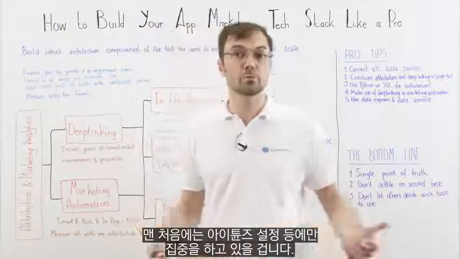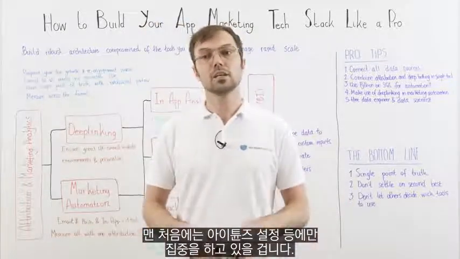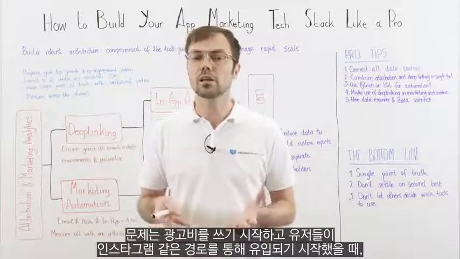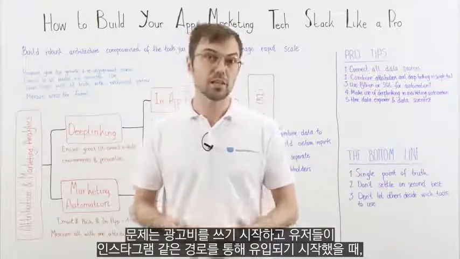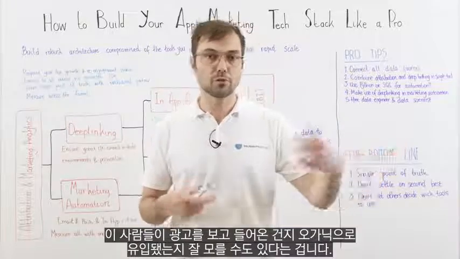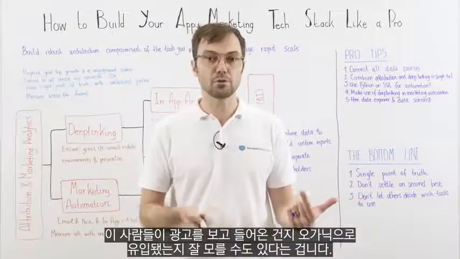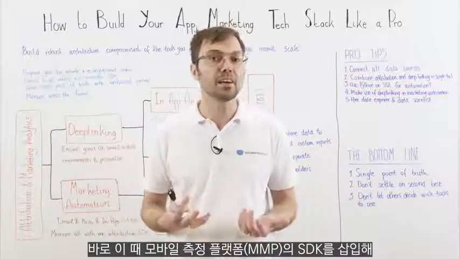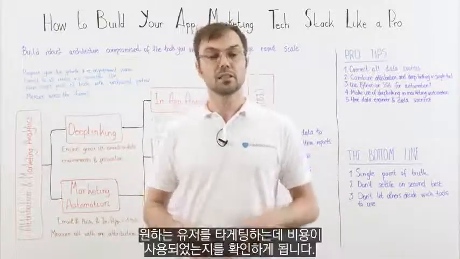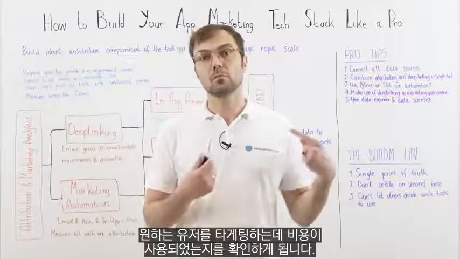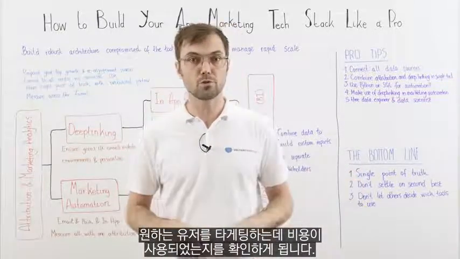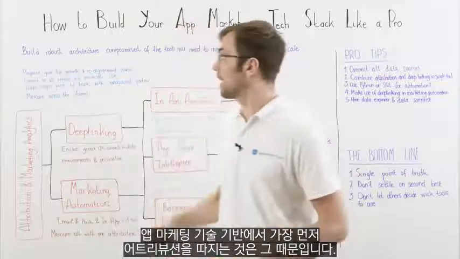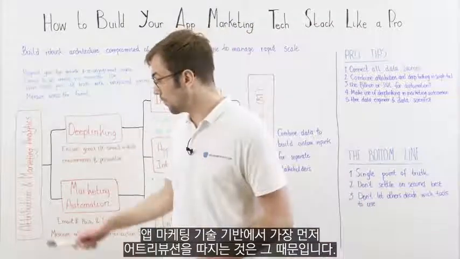At the very beginning, you probably just look into the iTunes stuff and understand that your users are coming from certain channels or something, but you actually don't really understand when you start investing money if the users that are coming from, for example, Instagram are actually paid users or organic users. And that's the moment where you consider to implement an MMP SDK to understand if really the money that you invested brings those users that you need for your app that are engaging with your app. So the first thing in an app marketing tech stack is obviously attribution.